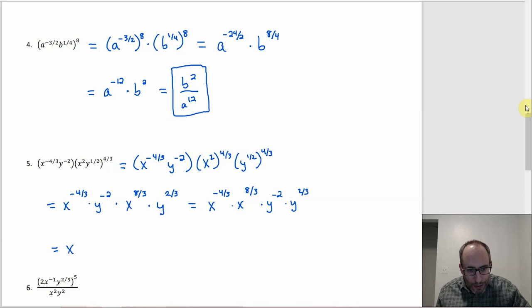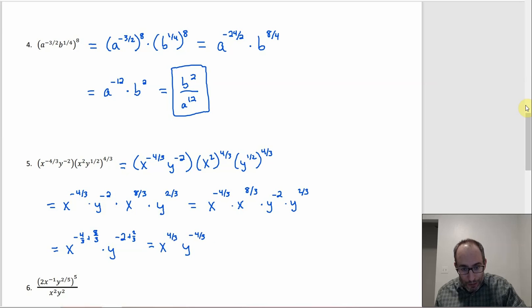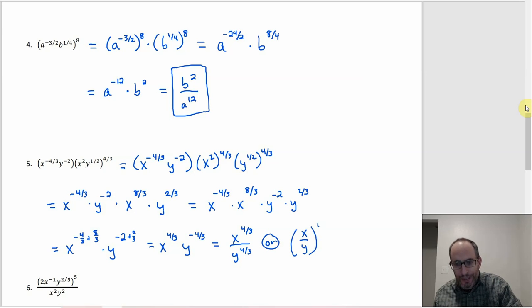So we're going to get x to the negative 4/3 plus 8/3 times y raised to the power of negative 2 plus 2/3. So then that's going to be x to the 4/3, and then y to, it would be negative 6/3 plus 2/3, which would be negative 4/3. So then to write this with all positive exponents, you have to bring the y down. So we'll end up with x to the 4/3 over y to the 4/3. Or, if you prefer to have it written this way, x over y raised to the 4/3. That would also be a reasonable way to write out that answer.